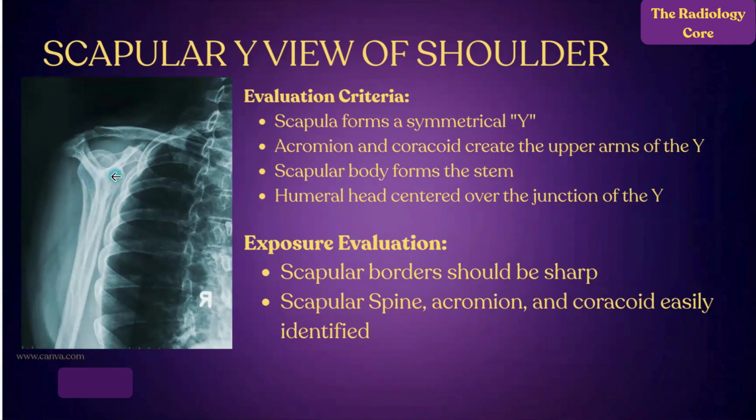it's over-rotated. You're going to make sure that you see the acromion and the coracoid that create the upper part of the Y. The scapular body is what forms the stem, and then the humeral head is centered over that junction of the Y. The scapular border should be sharp. The scapular spine, acromion, and the coracoid should be easily identified. And again, make sure this right marker is up out of the anatomy.